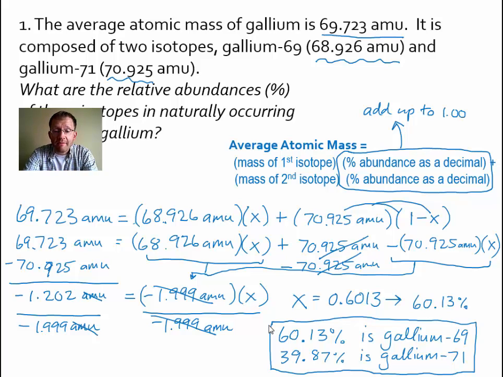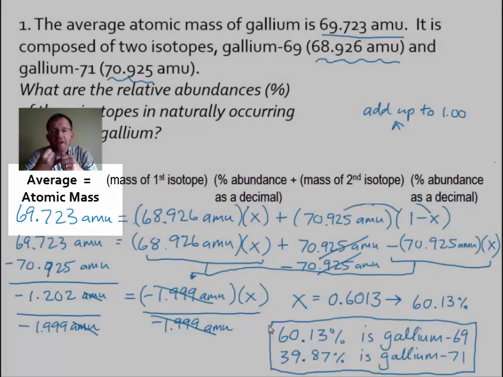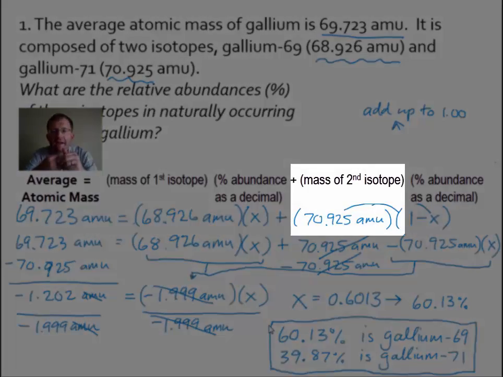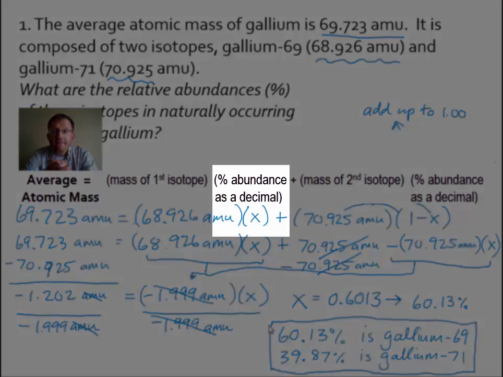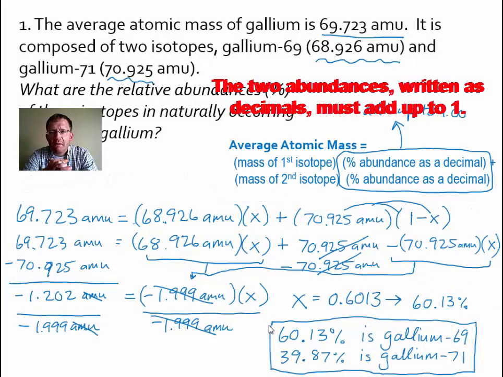Now, as you look at that problem, that might be a lot of math, huh? But really all we did was take the equation that was given in your notes for average atomic mass and plugged in what we knew. We were given the average atomic mass, we were given the mass of the first and the second isotopes, and we put those into place. And what we didn't know were those percentages, so we called the first one x, and the second one 1 minus x. That's probably the key step to the problem, is recognizing that those two percentages written as decimals need to add up to 1. Therefore, if this one is x, then the other one is whatever's left, the rest of it, 1 minus x. And in this case, the first one turned out to be 0.6013. The rest of it was 0.3987, or 39.87%.